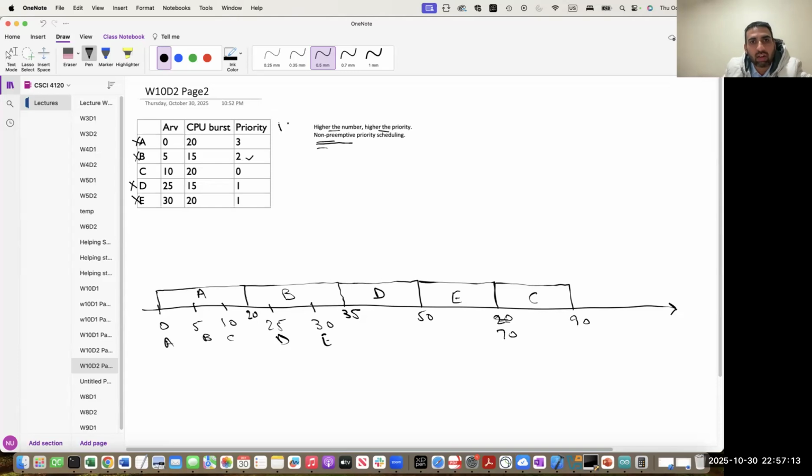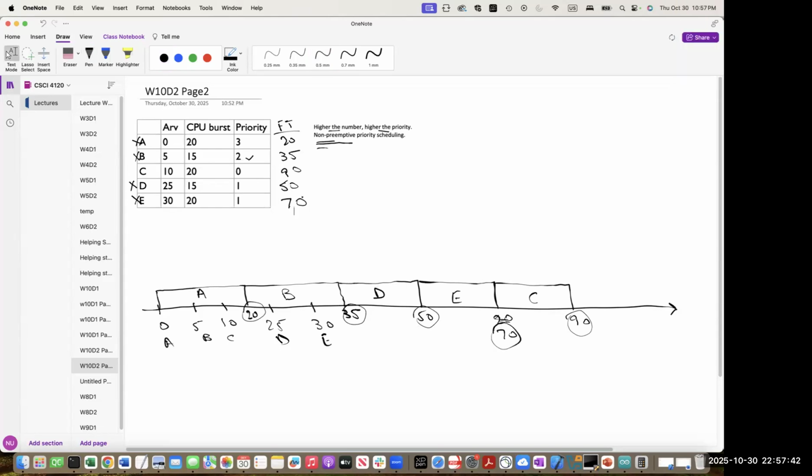And now here I can write the finish times. The finish time of A is 20. Finish time of B is 35. Finish time of C is 90. Finish time of D is 50. And finish time of E is 70.